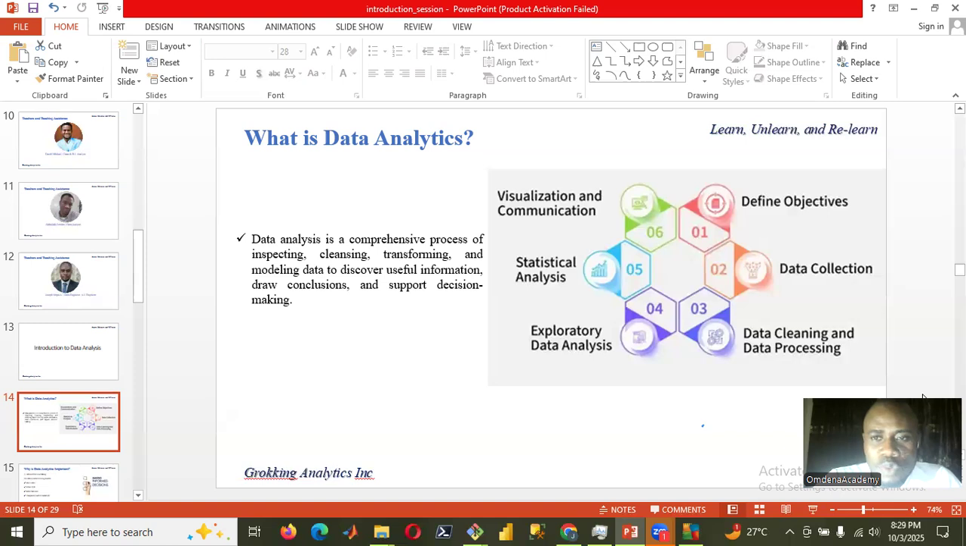So in order to carry out what you're talking about, once you're talking about data analysis, you're simply saying it is a process that involves defining objectives. You must always have an objective.